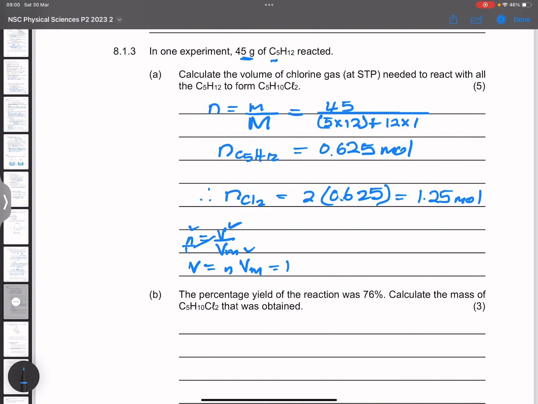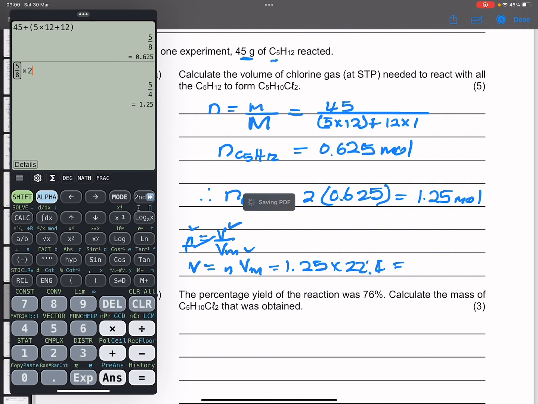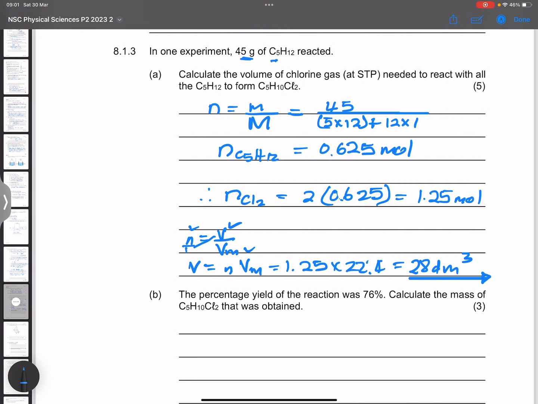So that would be 1.25 multiplied by 22.4 cubic decimeters per mole. In that case, multiplied by 22.4, I get 28 cubic decimeters. I was just trying to check if my calculation on the calculator is correct. So 28 cubic decimeters, that would be the volume of chlorine gas needed, right?